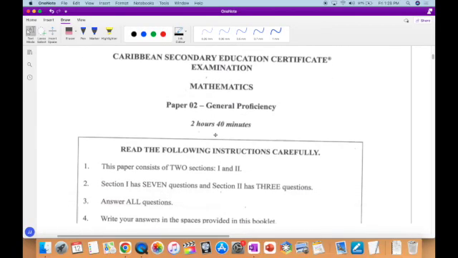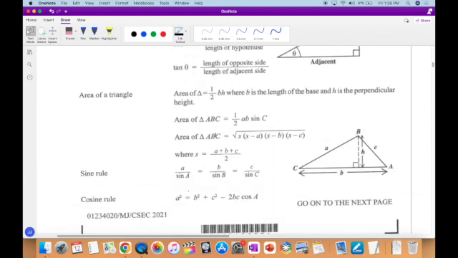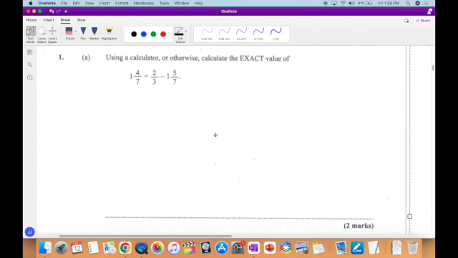Okay, so we have June 2021. Let me get going. Using a calculator, otherwise calculate the exact value. So that means we want to stay away from decimals because decimals are not as exact as fractions, right? So BODMAS says I need to do this division first. So it actually might work out pretty easy.